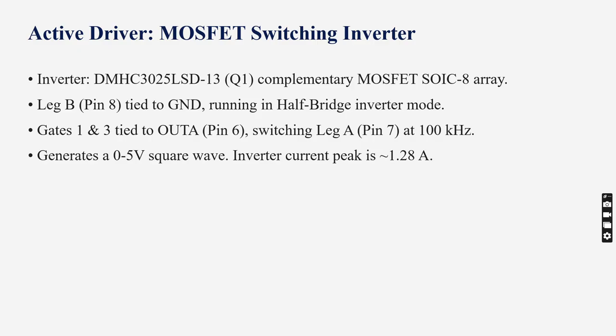The inverter stage is built around the DMHC3025LSD MOSFET array. We configure it in half bridge mode by grounding the leg B drains, allowing us to drive the series tank from leg A with a 0 to 5 volt square wave. The gate driver switches the N and P channel gates, resulting in a peak resonant current of approximately 1.28 amps.